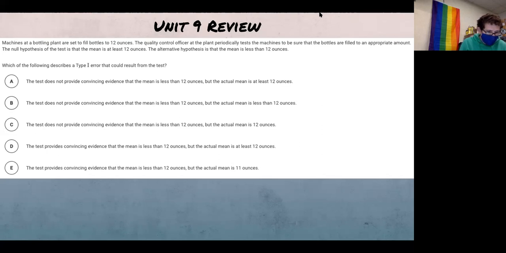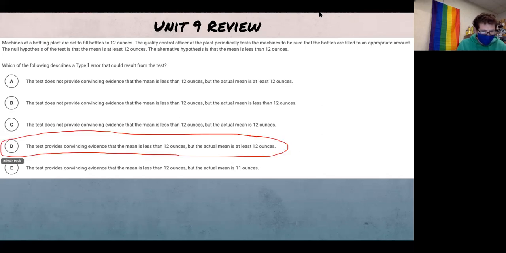So the test says that it's less than 12 ounces, but in actuality, it's at least 12. So B is the one you pick for type 2 error.